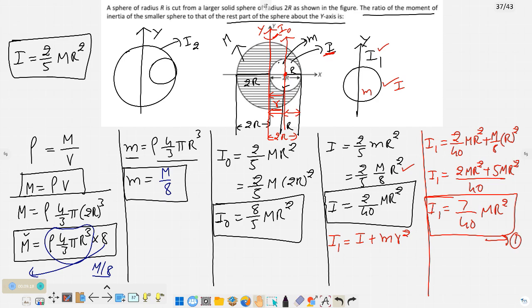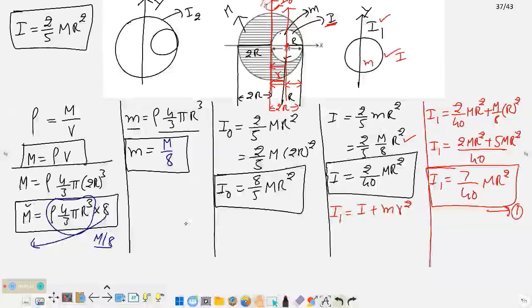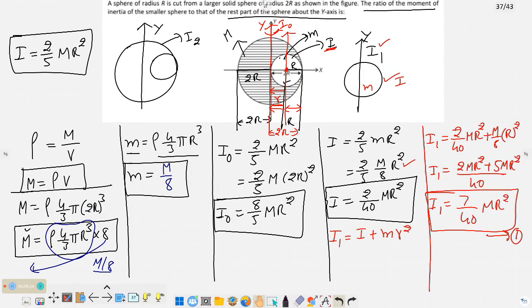Next, we got the moment of inertia of the small one about the y-axis. Now what is the moment of inertia of the remaining part? This is the remaining part. The moment of inertia of that one about its own axis, the I2 value, we need. To get this I2 value for the remaining portion, the original sphere's moment of inertia is what we took as I0. The removed portion's moment of inertia about the axis we took as I1. So I want the I2 value. I2 means the total moment of inertia minus the removed moment of inertia, so the I2 value is equal to I0 minus I1.